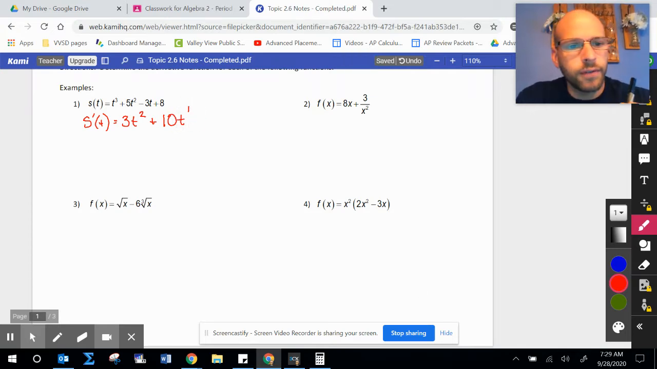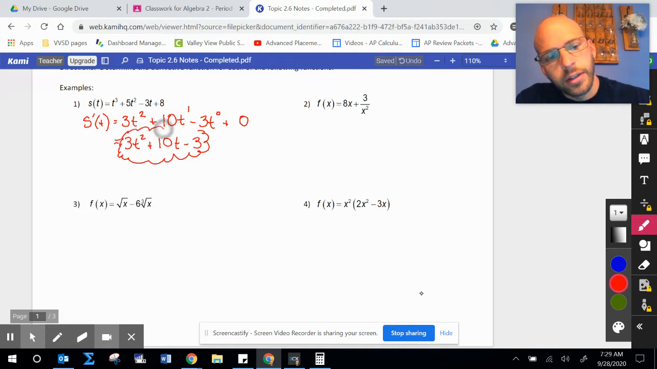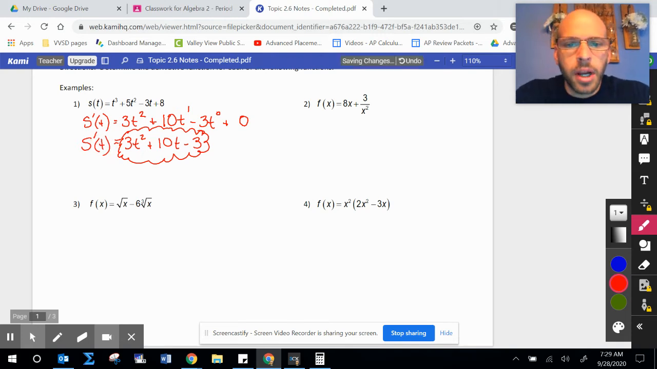You don't really have to write the first. Minus negative 3. Now this was to the first, so it would be just negative 3 t to the 0. And then the 8, the derivative of a constant, is 0. So what I get here is 3t squared plus 10t minus 3. This is my derivative, okay? I'll keep that derivative, that s prime, up front.